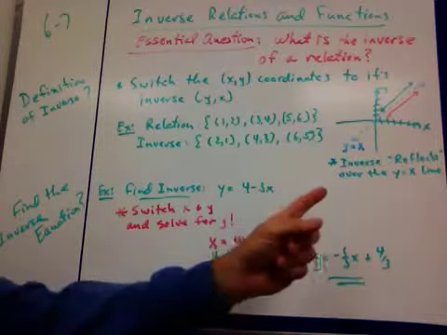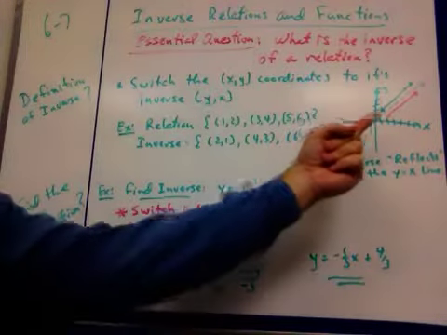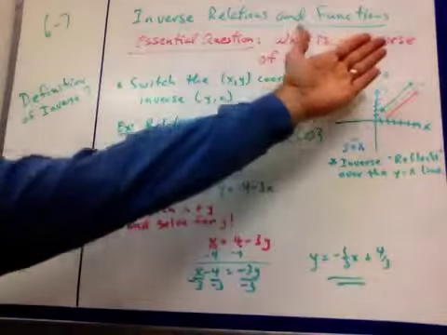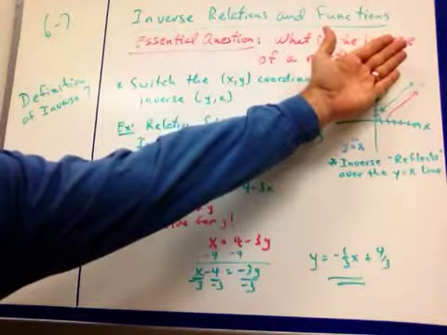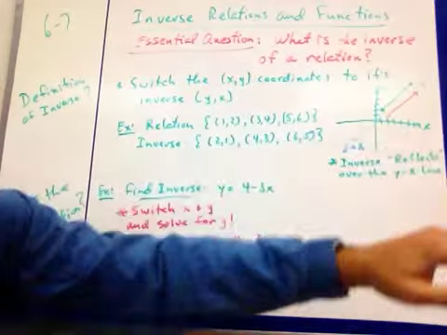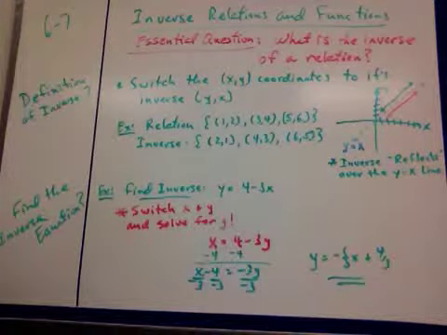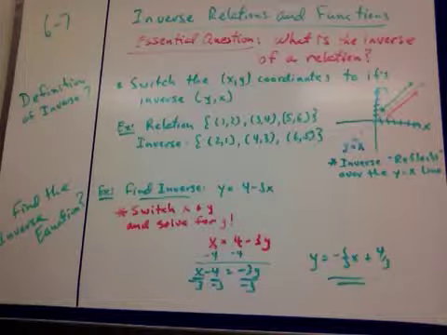What you find is that if you took the line, and I dashed it in blue here, y equals x, when you find the inverse, you're reflecting over that line. So the inverse reflects over the line y equals x. That's what it looks like graphically.